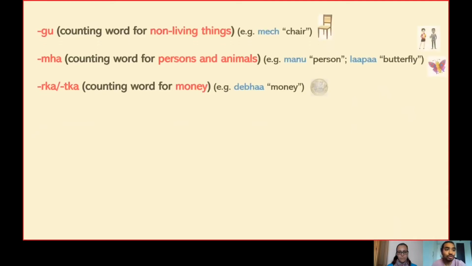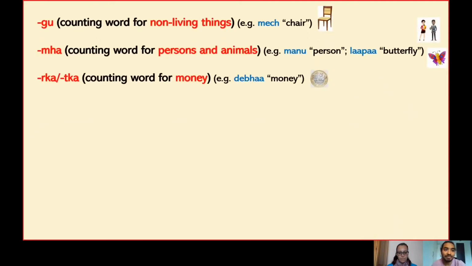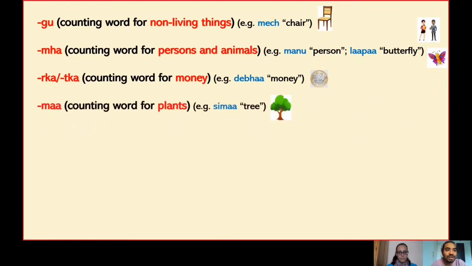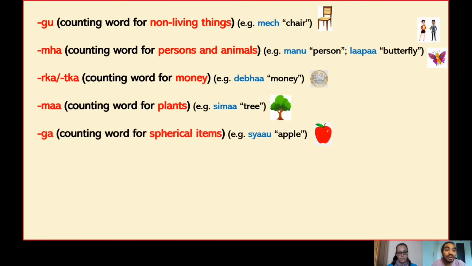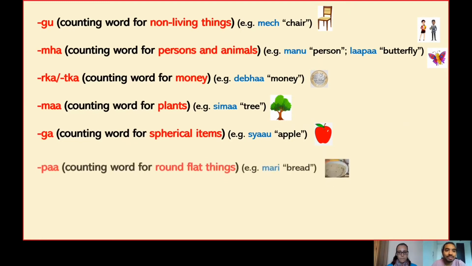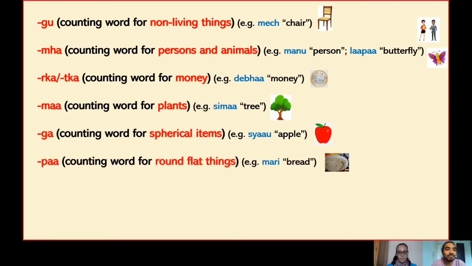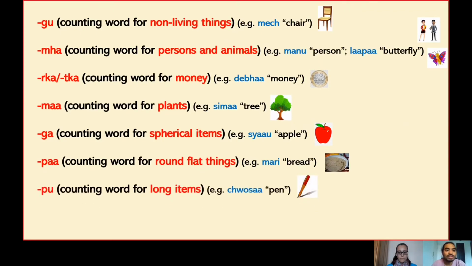Okay, here's the list of some of the most common counting words. We already learned how to count non-living things, people and animals, and money. Let's have a look at the other ones. The suffix ma, for example, is used to count plants, like sima, which means tree. Ga is the counting word for spherical items, like shao, which means apple. Pa is the counting word for flat things, like murri, which is a Newar bread. Pu is the counting word for long items, like chosa, pen.